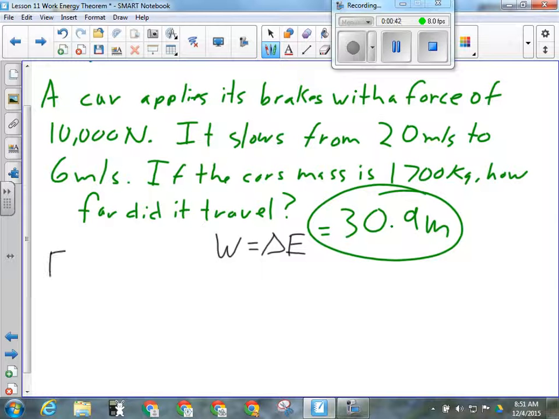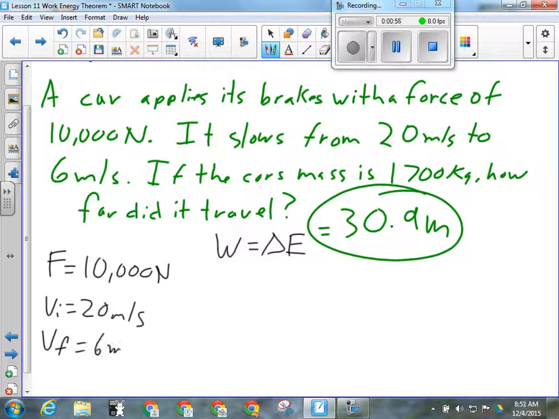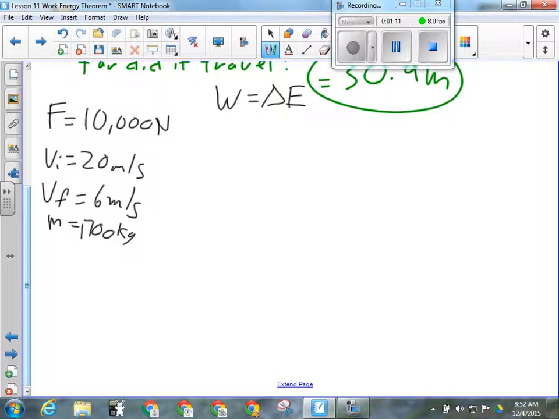Our givens are that we know the force, 10,000 newtons, and it slows from 20 meters per second to 6 meters per second. The car's mass is 1,700 kilograms. How far does it travel? Formula for work? Work is force times distance, and that's going to mean the final kinetic energy minus the initial kinetic energy.